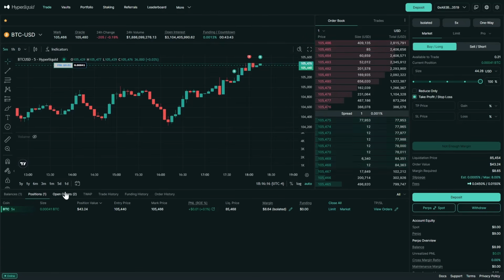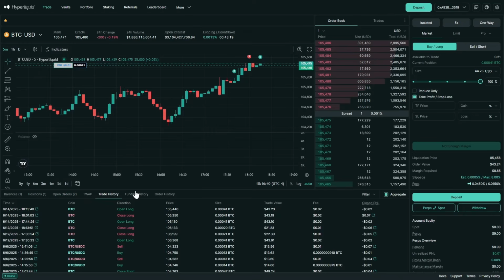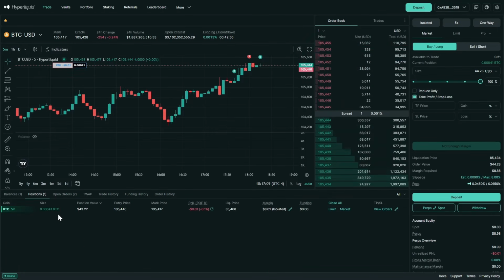And we can see here, we have our two open orders that we put within that take profit and stop loss. So this is what these two are, and they will both only be executed once either of these prices are hit. All right, and we can also see trading history, funding history, and our order history down here. So that is how we place an order. Next thing I'm going to do is show you how to close an order.